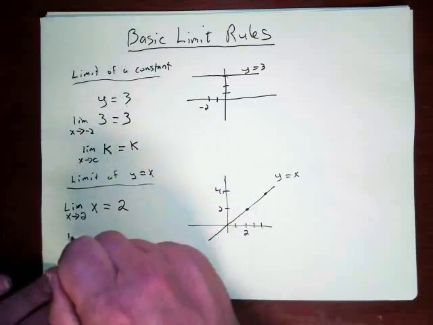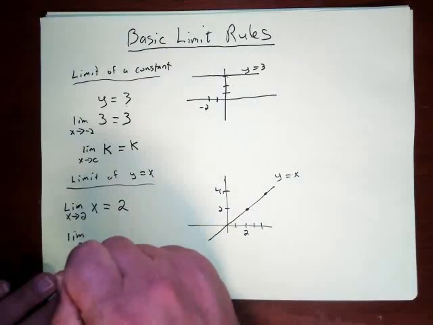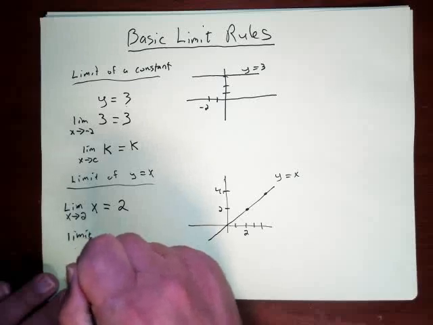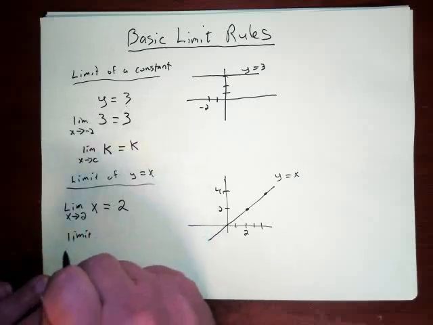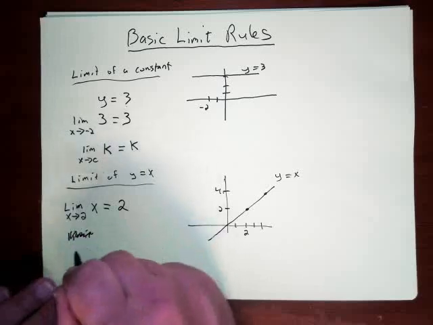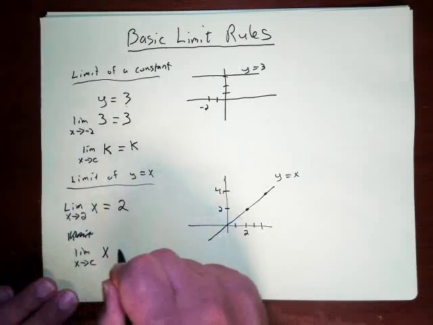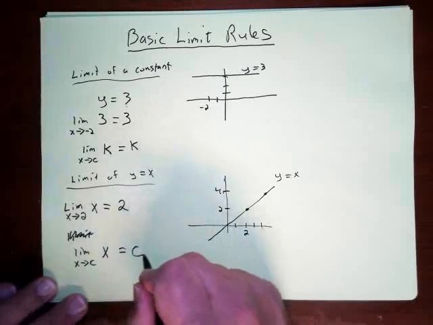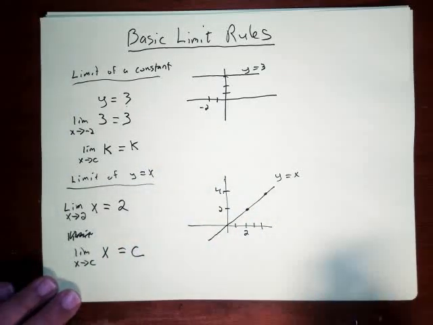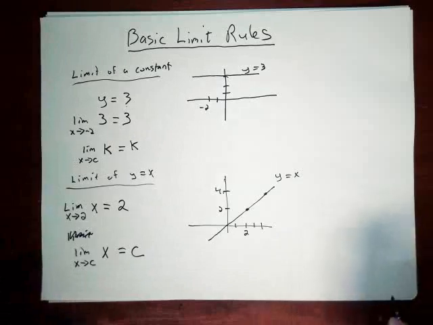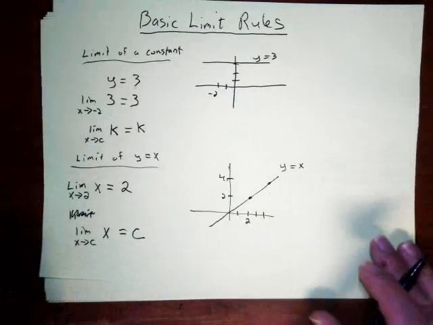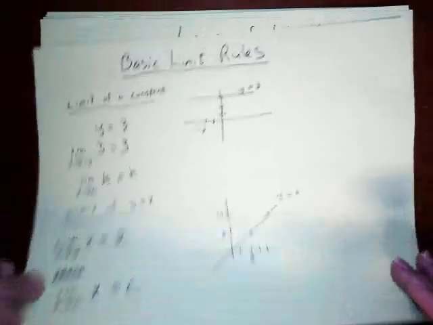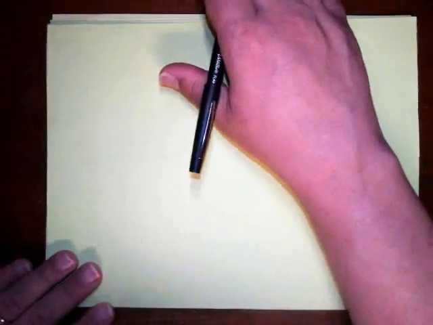And in general, the limit as x approaches c of just the function x is equal to c. So those are two rules that really make sense. Those are pretty obvious. Now, here's a couple rules that maybe aren't quite as obvious, but they're believable.